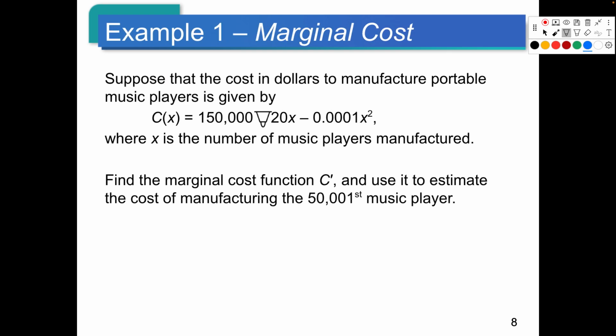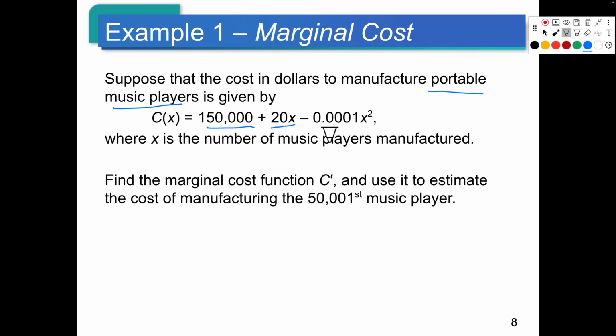So let's look at something a little bit more interesting. It's not a linear equation, so it's a quadratic in this case. So what are we making? We're making portable music players. We've got fixed costs of $150,000. Big factory, I guess. What's this 20x? That must be the variable costs, $20 per each.